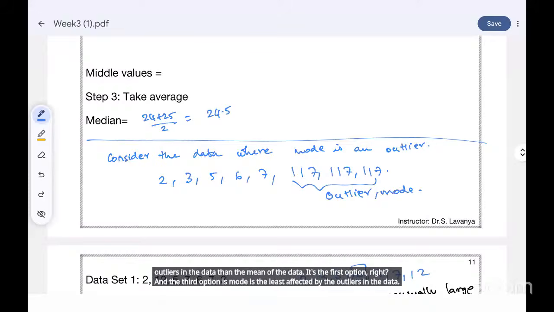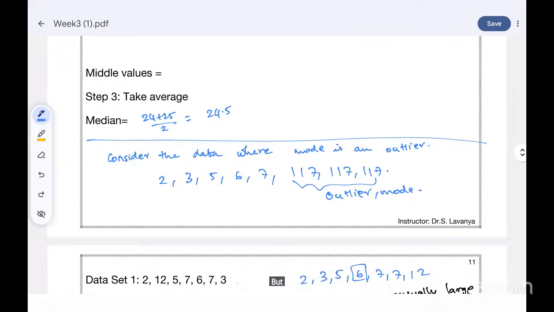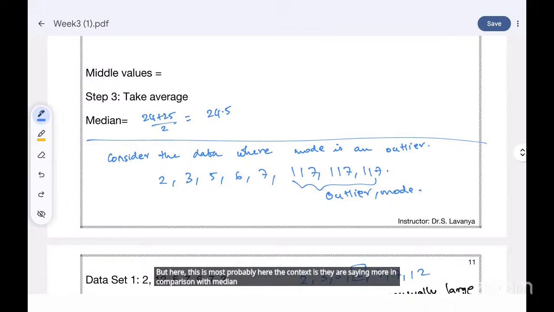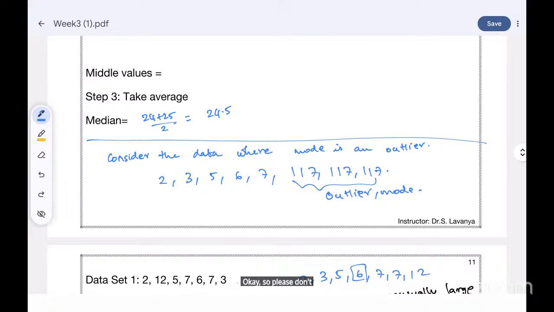So in general, it should not be the case. Median is the one which is least affected by the outliers. But here the context is most probably mode in comparison with mean. That's why option C is expected. Otherwise, it is not correct. Median is the least affected. So please don't get confused. There is a confusion, I understand.